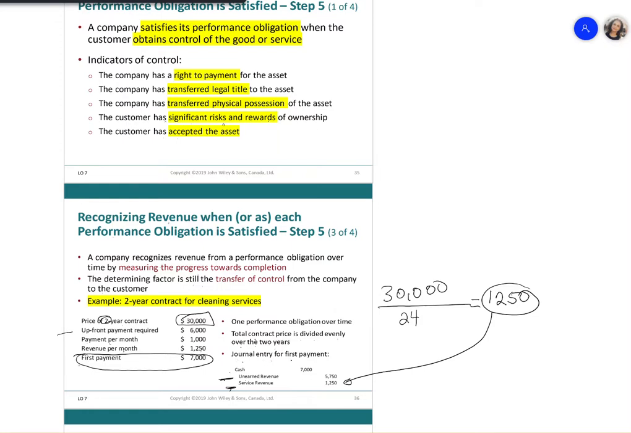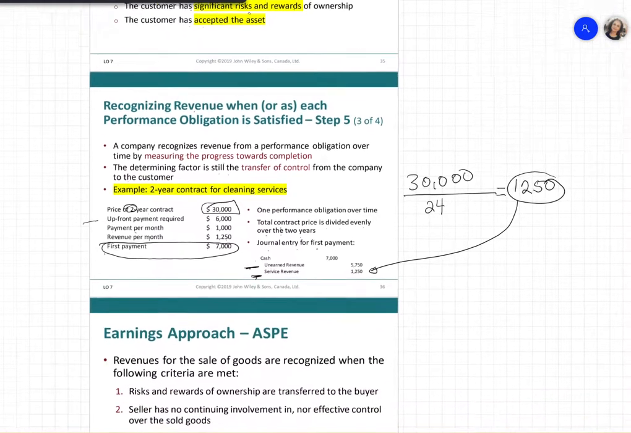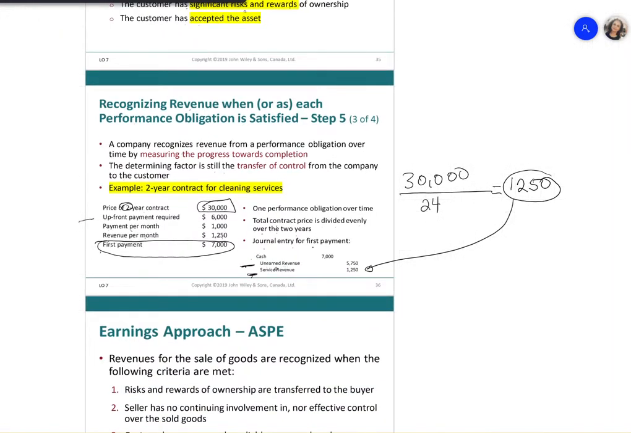Journal entry for the first payment. So that will be the journal entry for the first payments. At the end of the month, you're going to debit the unearned, and you're going to credit the revenue for that. So you debit the unearned and then credit the service revenue when you provide the performance obligation, when the month is over.